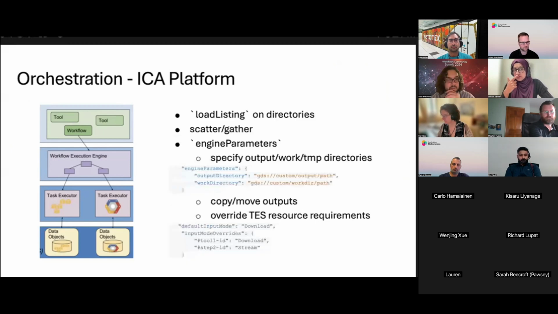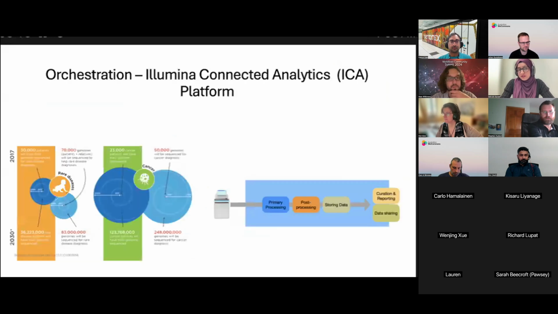Some of the other benefits are that you can specify where you want your data or outputs to be located. In S3, you can have your outputs in a different bucket as compared to your work directory. So the Illumina ICA platform makes everything very easy. I have small syntaxes here just to show that the concepts look difficult, but when you start using and writing it, it's not that hard.